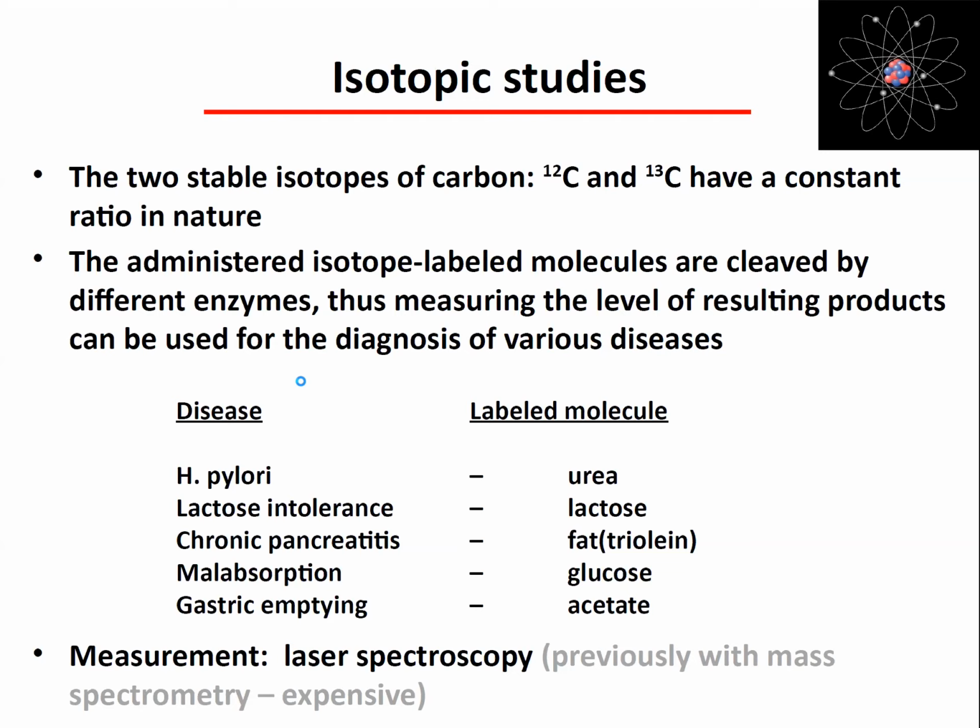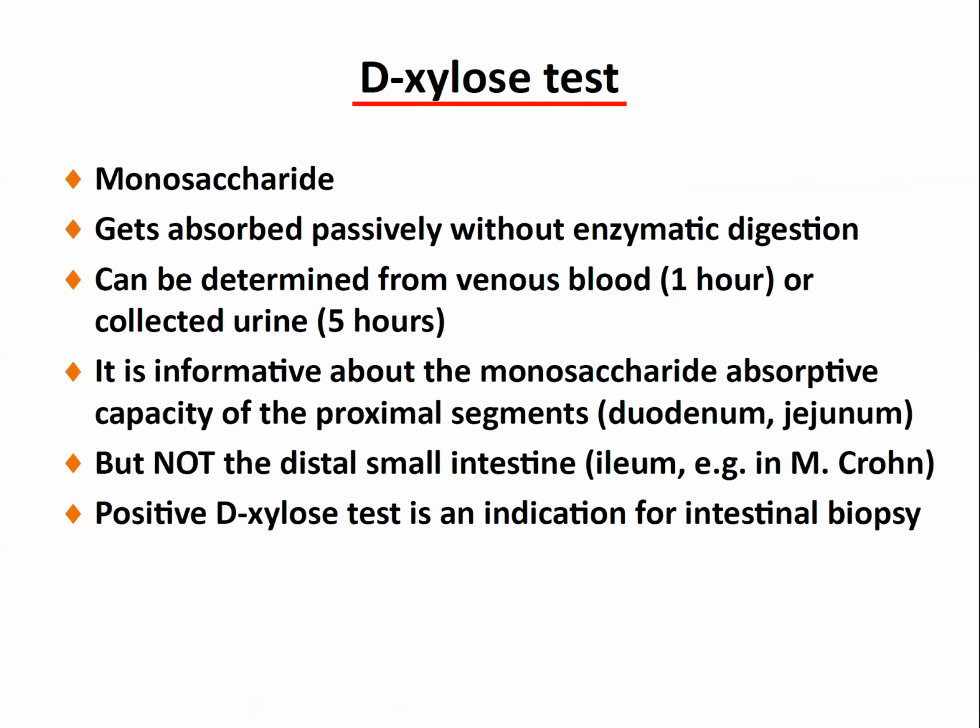For example, H. pylori, the urea breath test. Lactose intolerance, we can use the lactose. Or chronic pancreatitis, the fat absorption problem, the trioline, for example. Or malabsorption, labeled glucose can be used. So this kind of isotope is helping the GI doctor to evaluate the GI function.